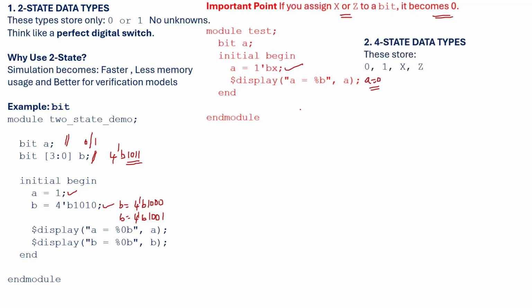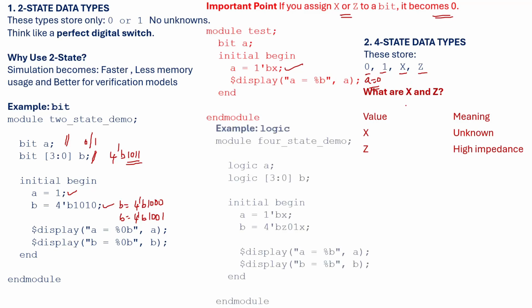In four-state data types you have four states: 0, 1, unknown, and high impedance is also supported. That's why it can store more values, and power consumption is also higher. And then the logic data type. You know what is the difference with the logic data type here?